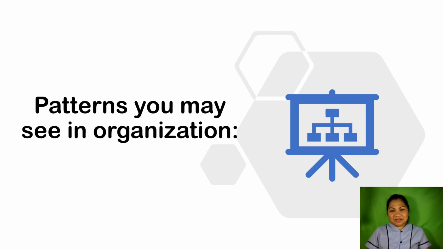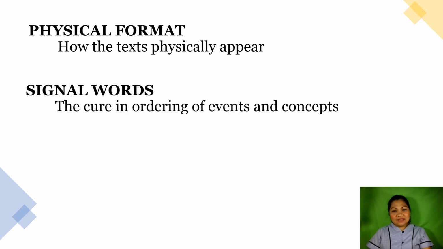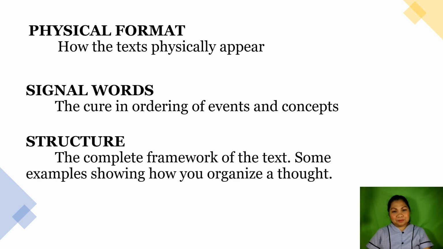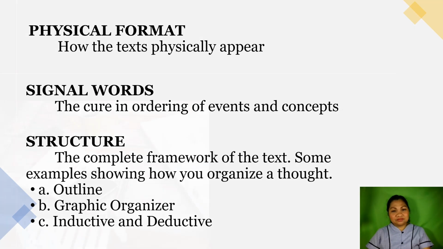So let us see the patterns you may see in this organization. First, the physical format. So how the text physically appears. Next, signal words. The cue in ordering of events and concepts. Structure. This is the complete framework of the text. Some examples showing how you organize a thought. Under the structure, we have outline, graphic organizer, and inductive and deductive.